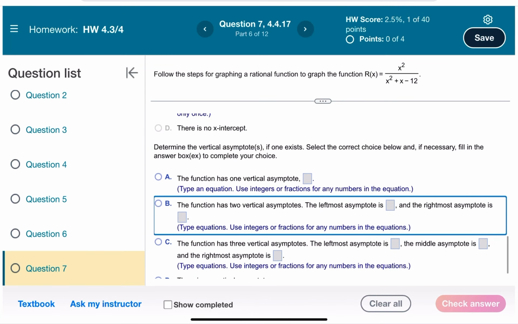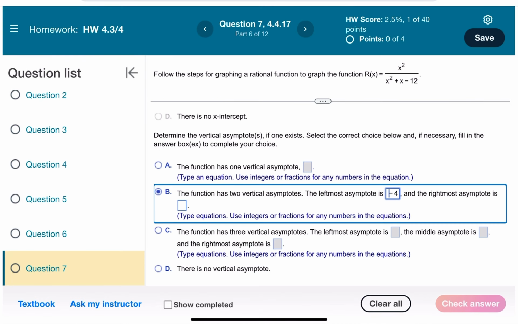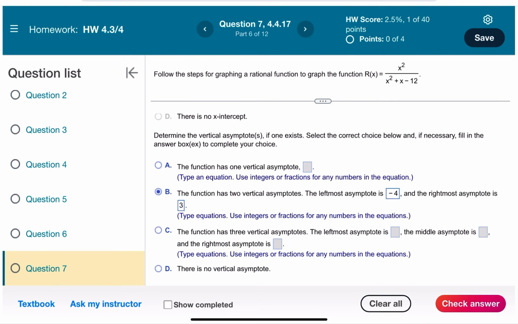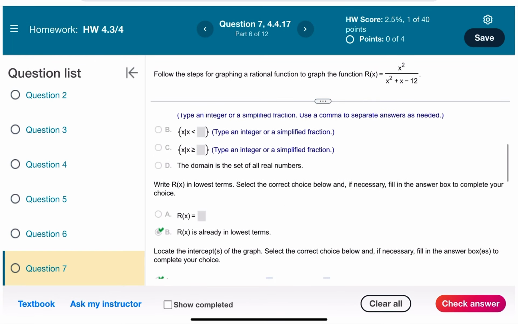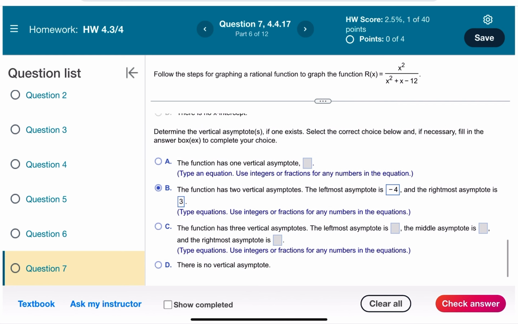So we have two asymptotes. The left one, which is the most negative, was -4. And the rightmost was 3, I believe, unless I got that wrong. I'm going to double check right now. -4 and 3, is that right? Yeah. So the leftmost was -4 because that's the most negative, and then 3 is the rightmost. So that's what we have, right?